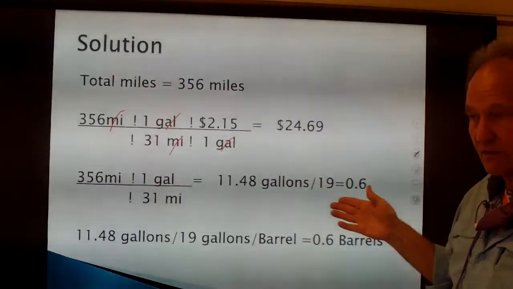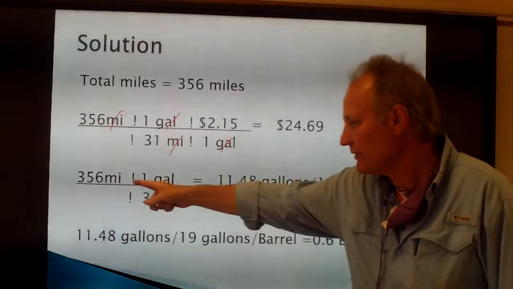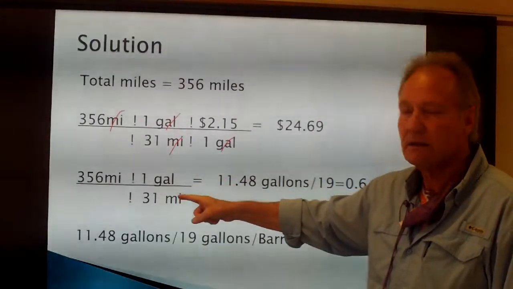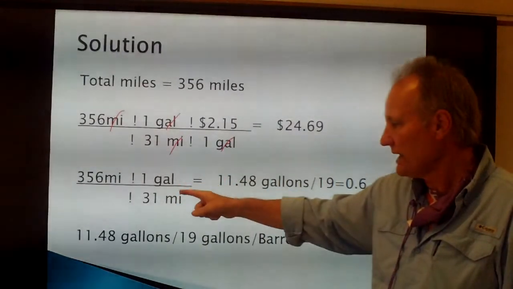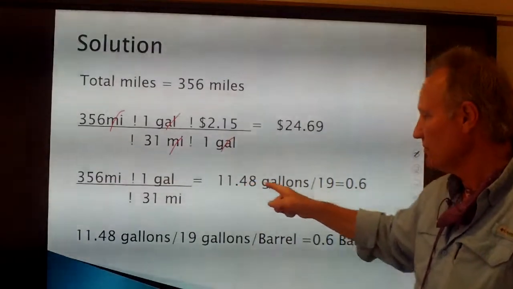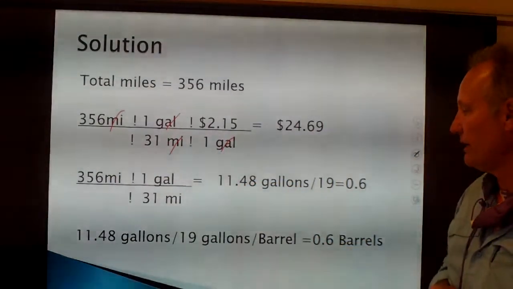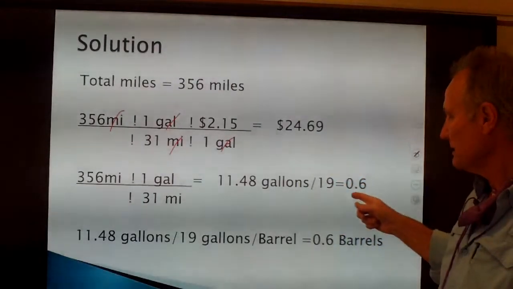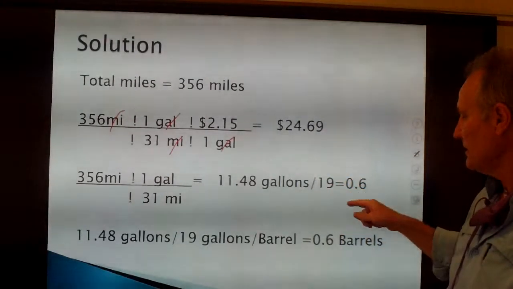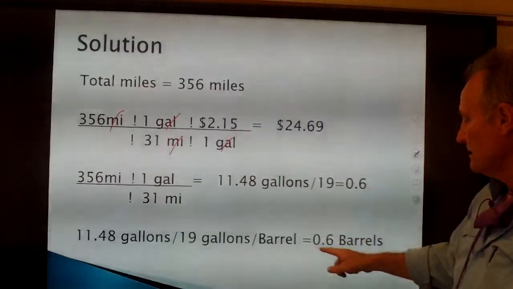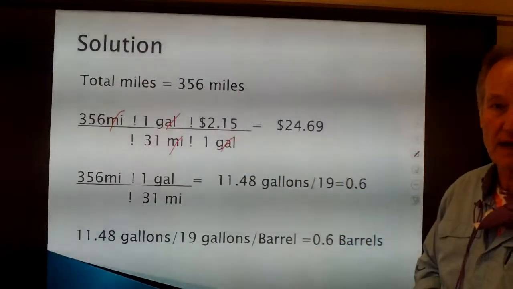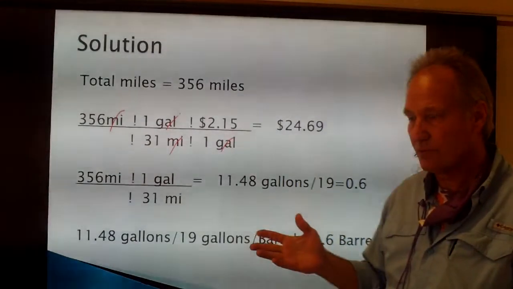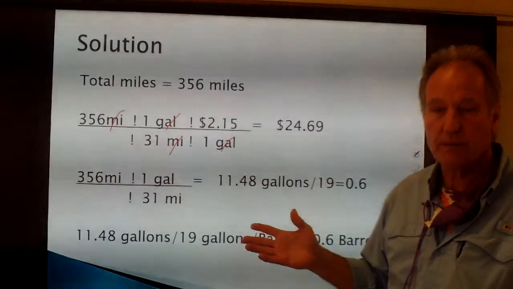Now, how many barrels of oil did you use? Well, you drove 356 miles, and you know that 1 gallon of gasoline gets you 31 miles. So you used a total of 11.48 gallons divided by 19 gallons per barrel, and you get 0.6 barrels of oil to drive to Atlanta and back. And Saudi Arabia produces how many million barrels of oil a day?